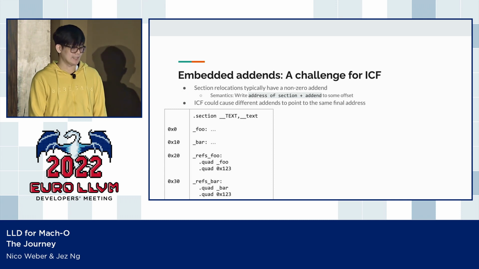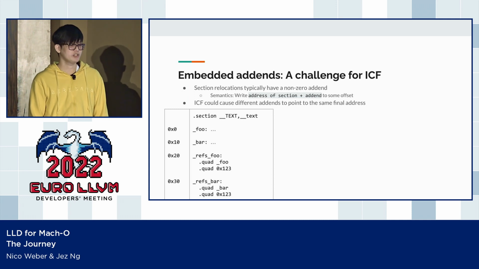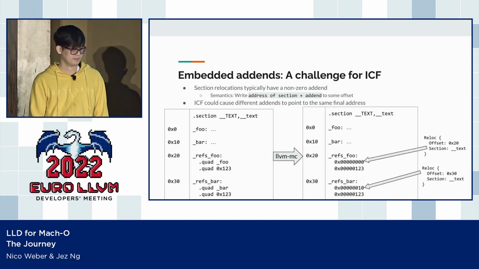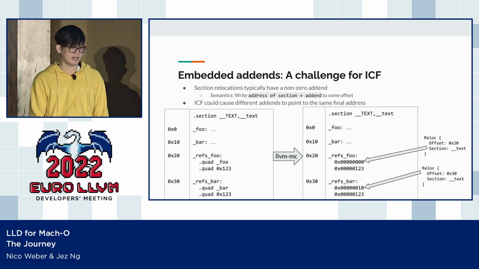If foo and bar are identical, we can see that refs foo and refs bar must also be identical and folded by ICF. However, let us see what happens when we run this assembly through MC. So what we get on the right is a conceptual representation of the binary object file. And we have two relocations which tell us that refs foo and refs bar need to have fixups applied so that they can refer to the right addresses of foo and bar.